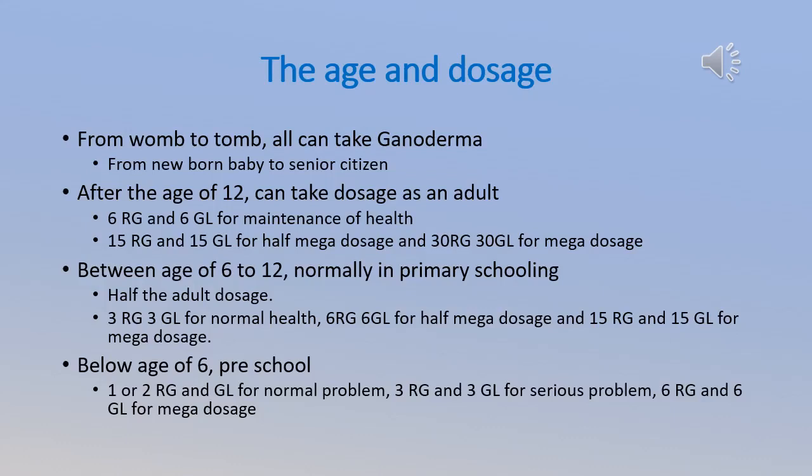For those below the age of 6, sometimes when the child is very small, we can mix it into the milk or a drink for them. Maybe 1 or 2 Rg and Gl for a normal problem, 3 Rg and 3 Gl for a serious problem, and 6 Rg and 6 Gl for the mega dosage. So these are the general dosages, depending on the group of people and the body condition.